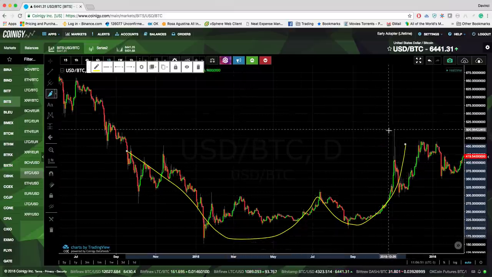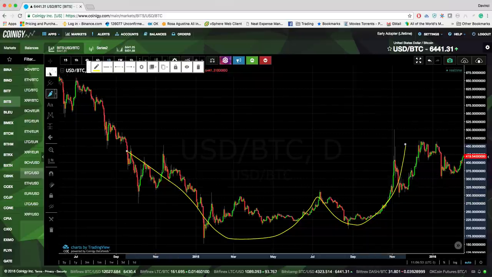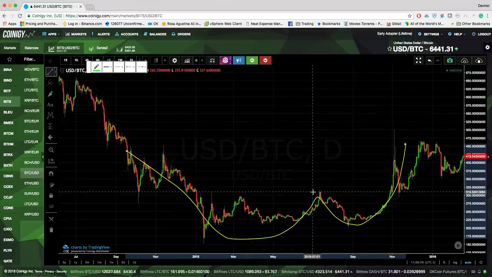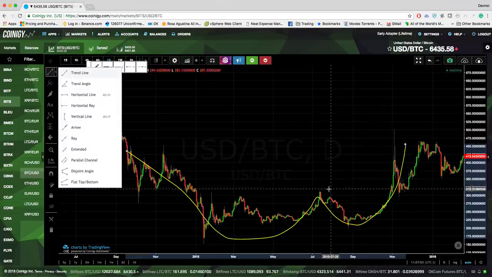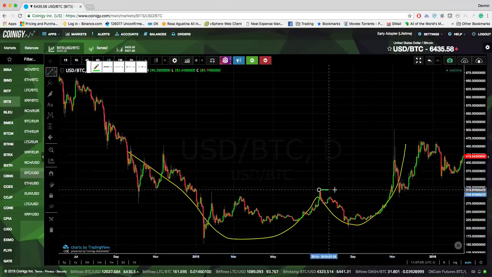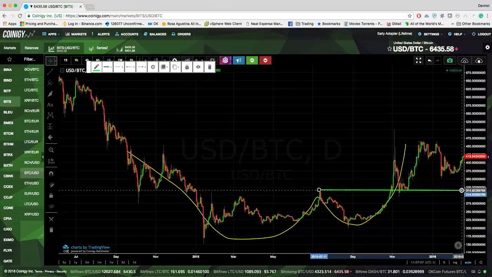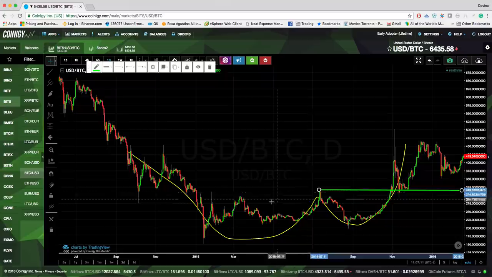Now, how do you buy into that, right? Generally, the rule is you buy the breakout. So for the breakout of the W, basically, the breakout would be right here at around the $300 mark.